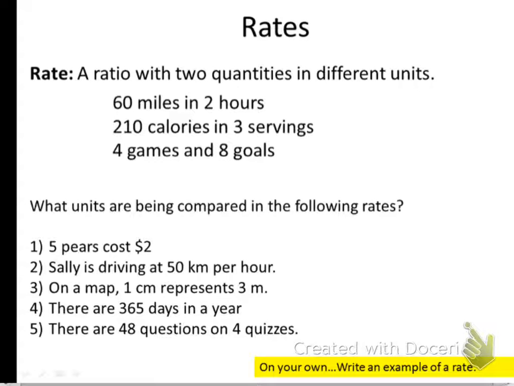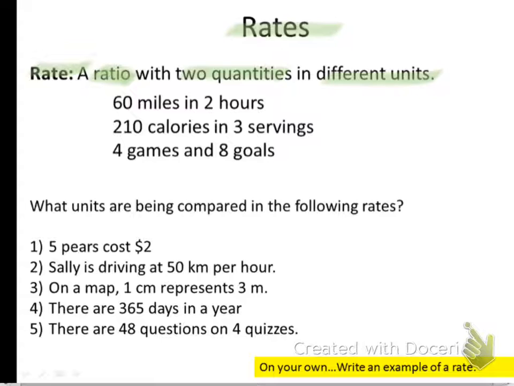Welcome to our video lesson on rates. We're going to talk about unit rates and how to find them and how to use them. But before we do that, you need to know what a rate is. A rate is a ratio, which is what we talked about yesterday, with two quantities in different units.